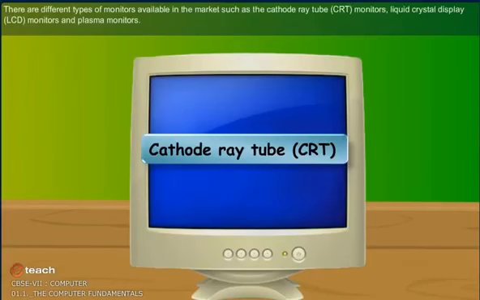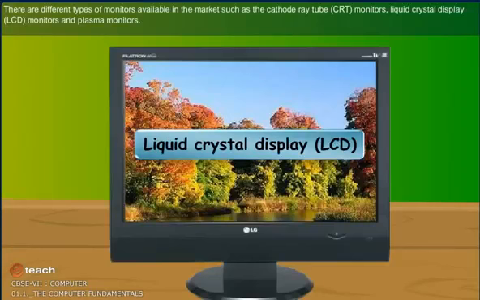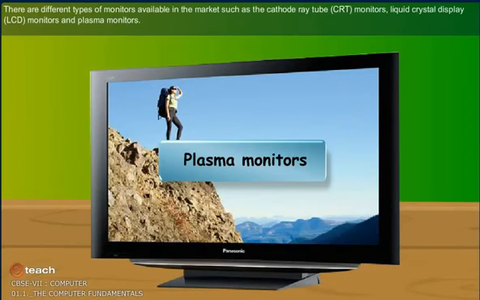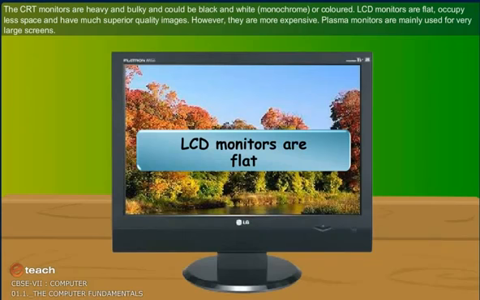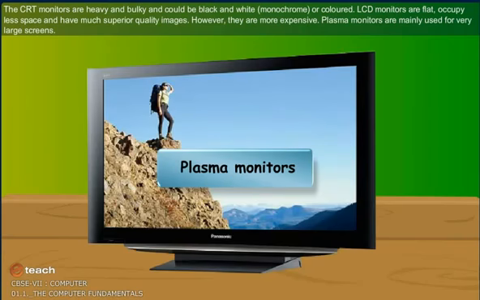There are different types of monitors available in the market, such as the cathode ray tube, that is CRT, monitors, liquid crystal display monitors, that is LCD, and plasma monitors. The CRT monitors are heavy and bulky and could be black and white, monochrome or colored. LCD monitors are flat, occupy less space and have much superior quality images. However, they are more expensive. Plasma monitors are mainly used for very large screens.